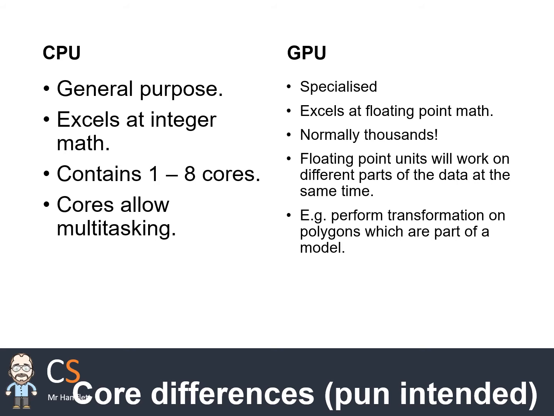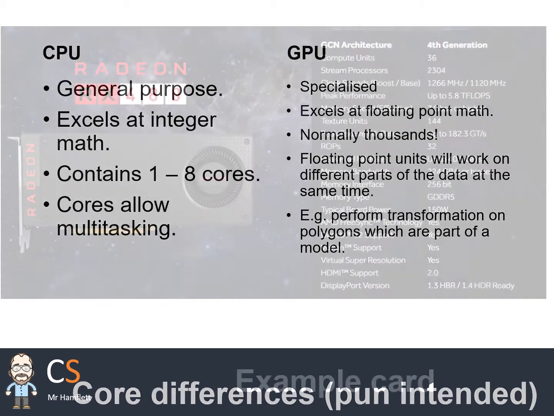GPUs, on the other hand, will perform a transformation on polygons, which are part of models. What that really means is that they are going to be working on different parts of data at the same time. So very much a single instruction, multiple data approach, which is very, very different to the kind of parallelism that you get inside a CPU.